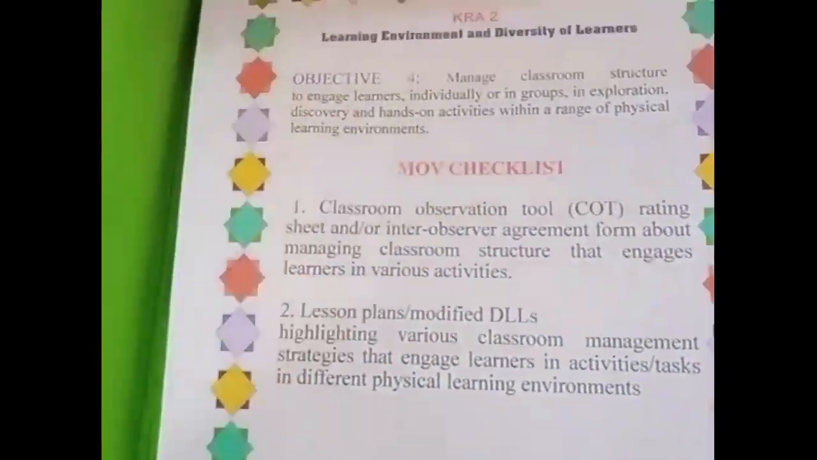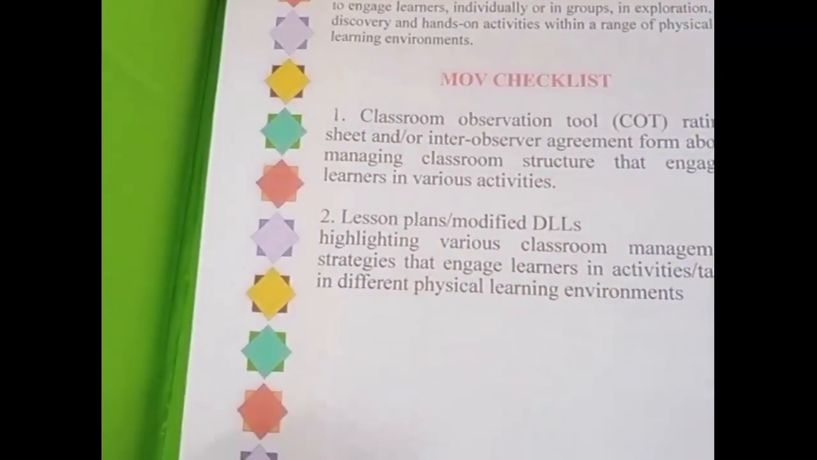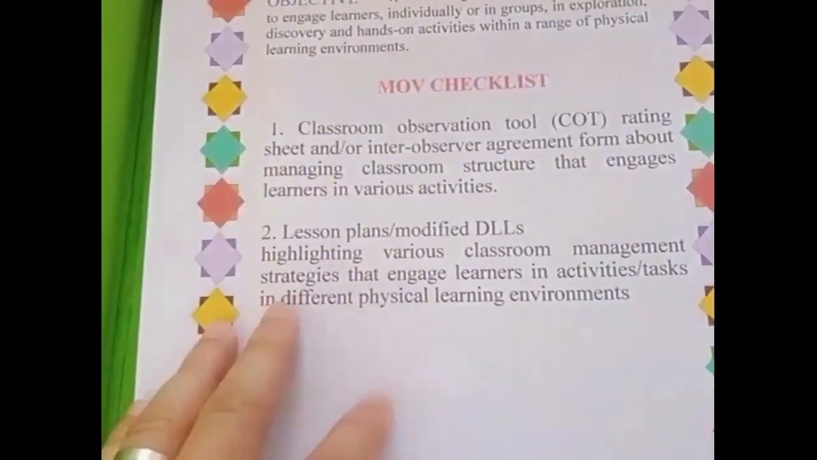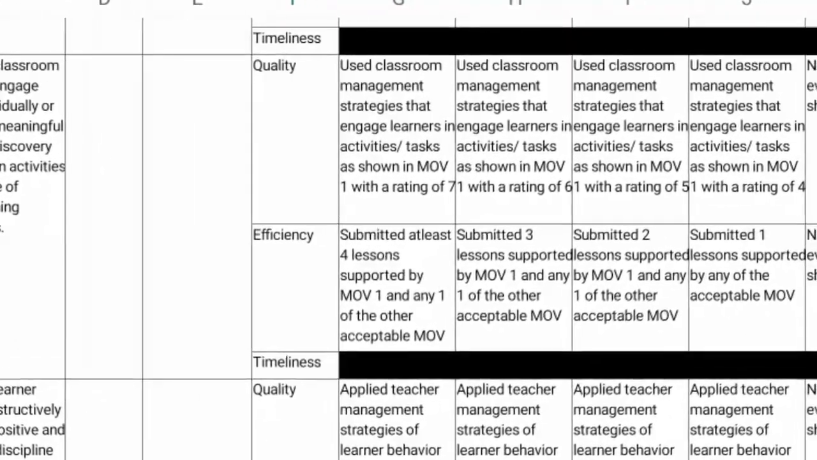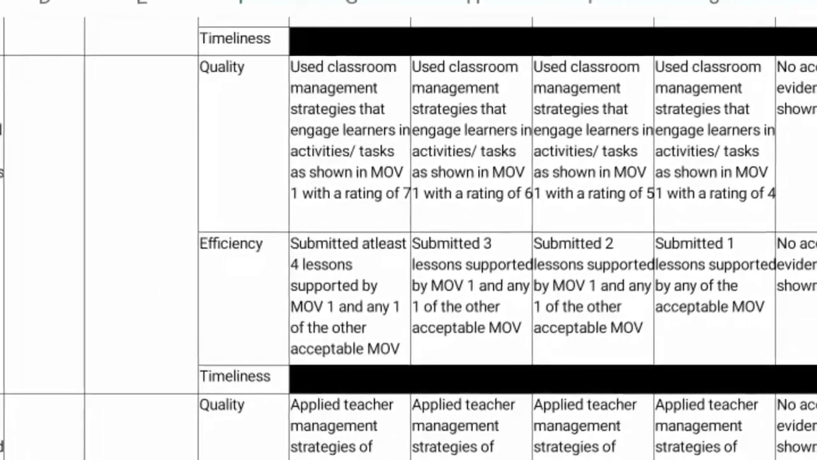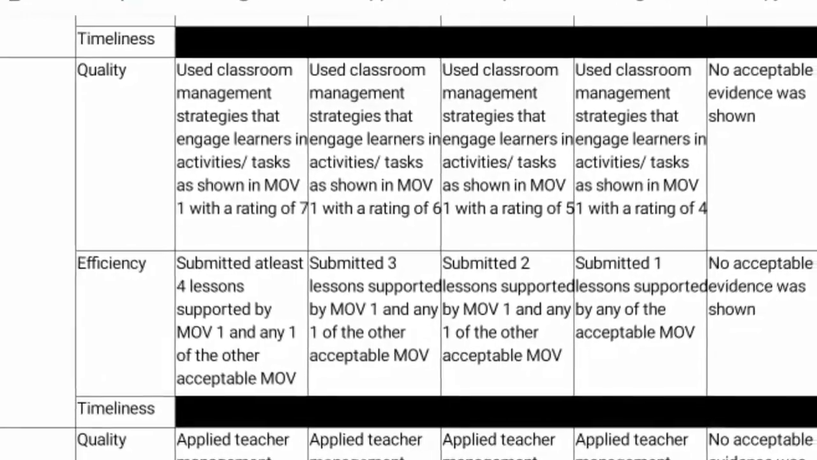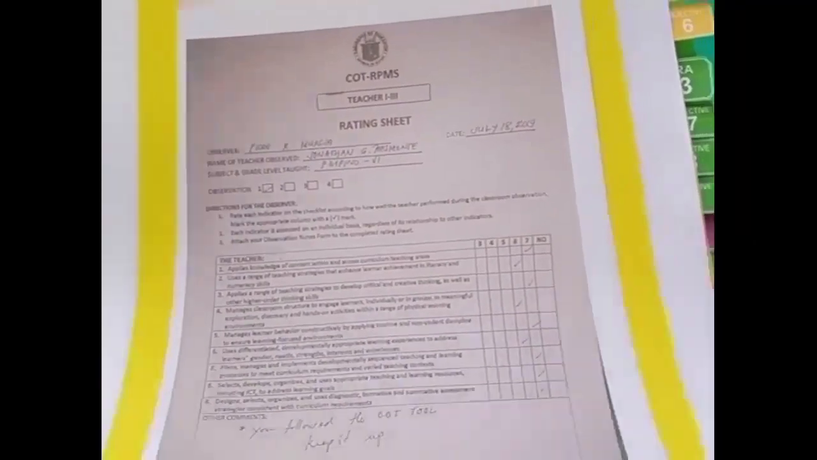So ano yung mga MOBs na ating ilalagay? So nandun ulit ay rating sheet or Inter-Observer Agreement and lesson plans na naka-highlight yung ating objective. Ang objective number 4 ay kagaya lang ulit ng mga naunang objectives pagdating sa quality at efficiency. So makikita din na mahalaga yung apat na COT. So ayan, COT, rating sheet, and lesson plan. Apat ulit siya.